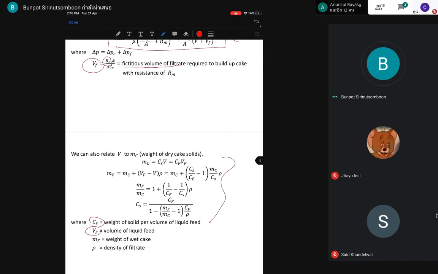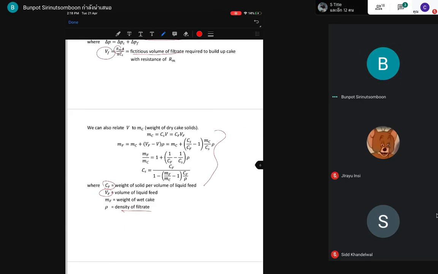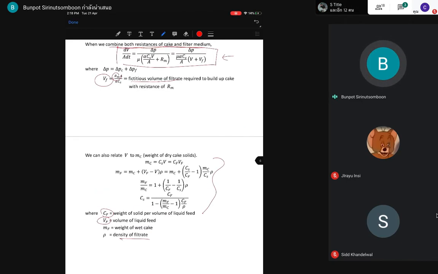And we also have wet cake, MF. MC is the dry cake, and rho here is the density of filtrate, of the liquid filtrate, not including any solid. So you can use these equations to do calculations however you want.